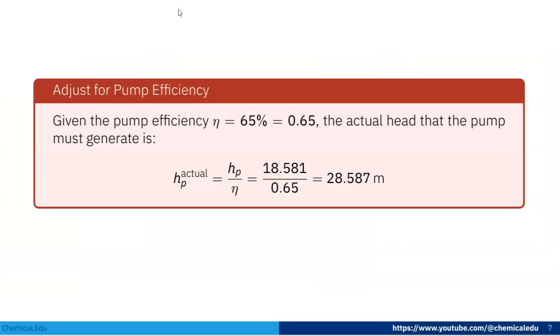So now from here we adjust for pump efficiency. Given pump efficiency eta is 65%, so 0.65. The actual head the pump must generate is HP divided by eta, so that is 18.581 divided by 0.65, which is 28.587 meter.